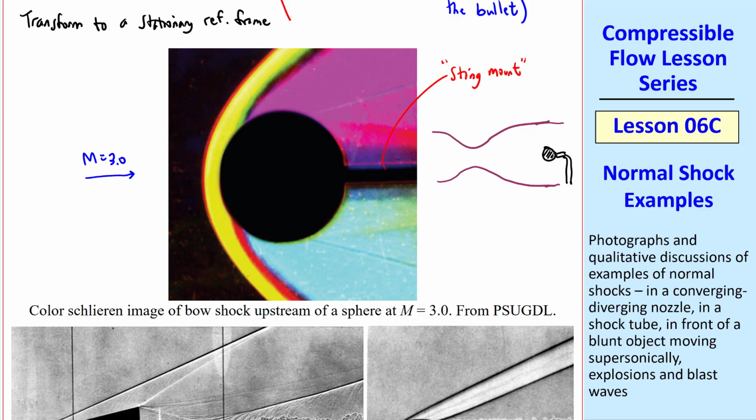Since the flow is supersonic, the flow has no idea that the sting is there when it hits the object. Well, a bow shock forms just like with the bullet, and again we visualize it with a color Schlieren image. Of course, P0 had to be pretty high upstream in order to generate this supersonic flow.